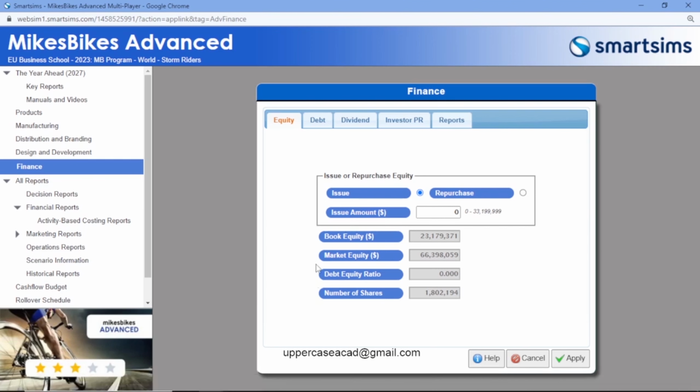In today's video, we'll be talking about the finance tab in the MikesBikes business simulation. For this case, this is the advanced one. To start us off, you can see that this is my finance. Here we have equity, debt, dividend, investor PR and reports.